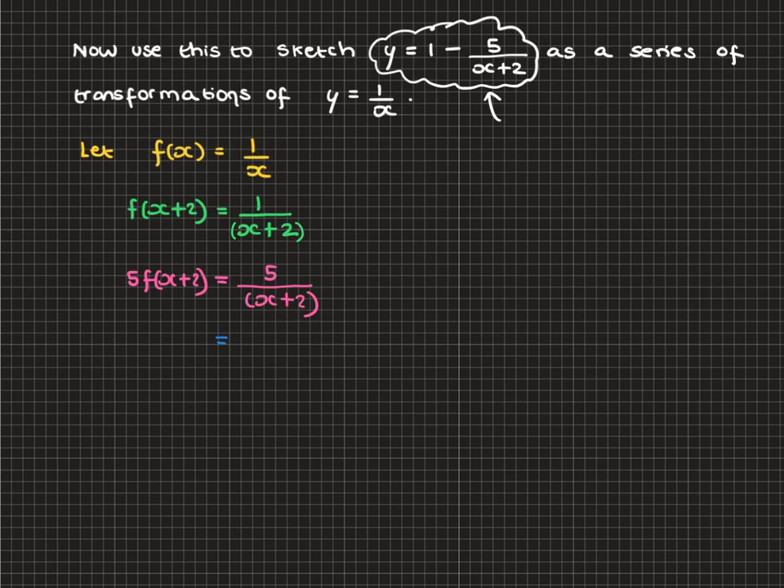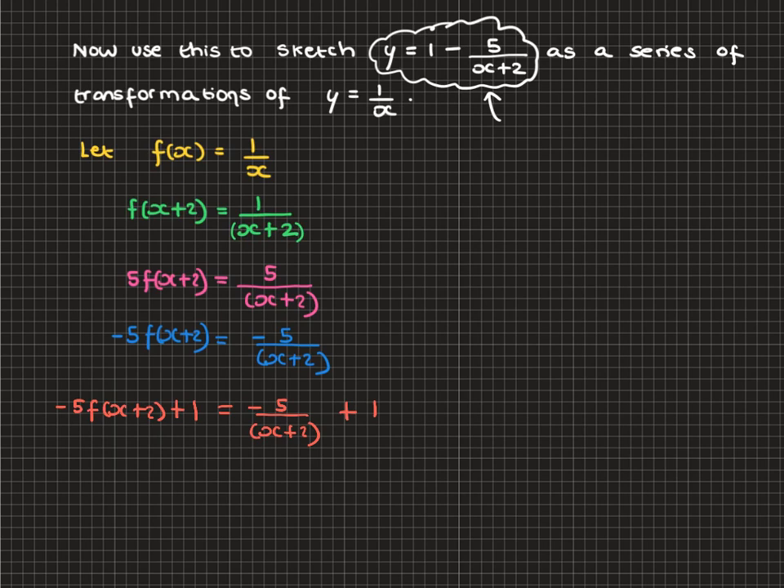So that's negative 5x plus 2. So that's negative 5f bracket x plus 2. And then we have our final step, which is to add a 1. I'm going to specifically write it like this because I think it's slightly easier to understand the significance of the plus 1 at the end. And we can see that this is minus 5f x plus 2, add a 1 at the end.